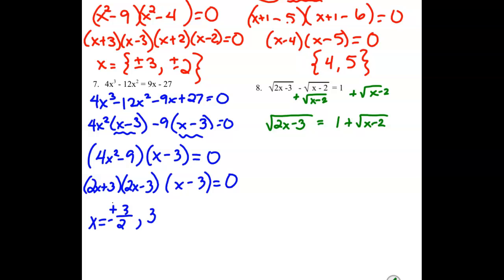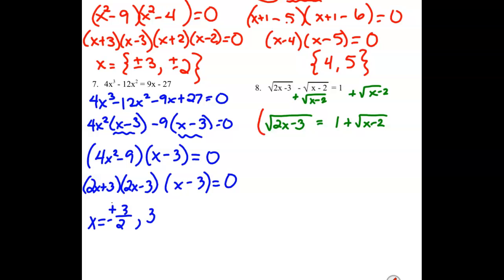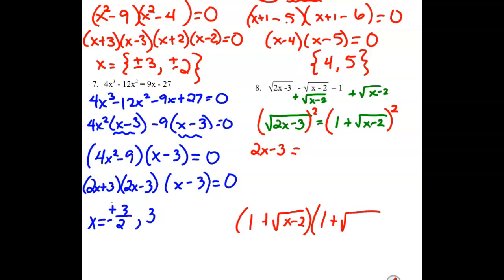I then have to square both sides. And the left side cleans up nicely. The square cancels the square root, so we have 2x minus 3. The right side is typically where students make mistakes. So be really careful. If it helps you, take 1 plus the square root of x minus 2 and write it out twice in FOIL.